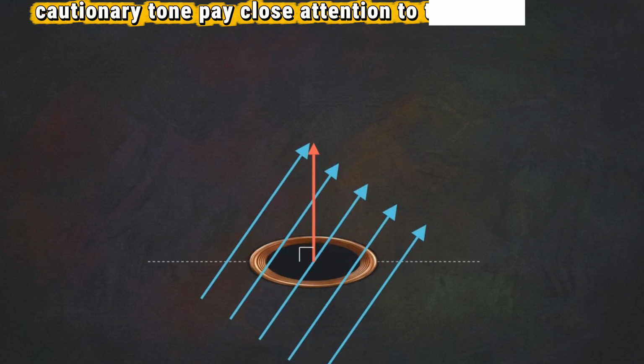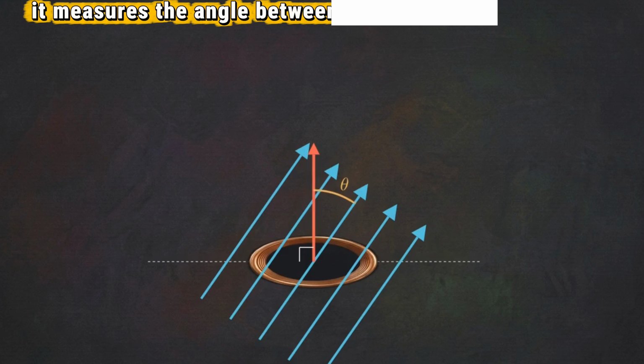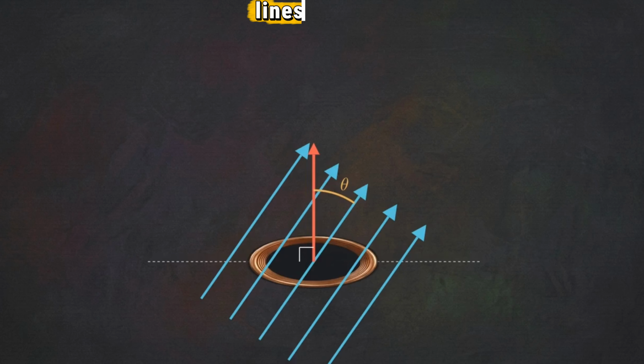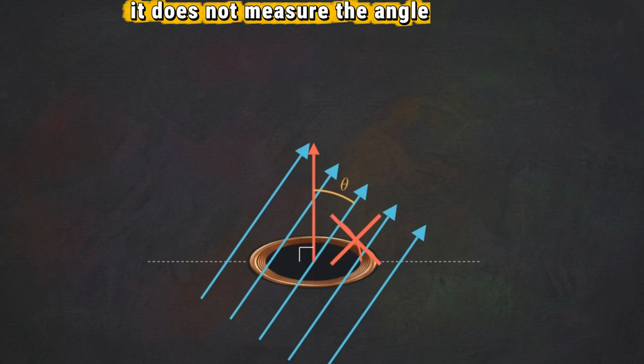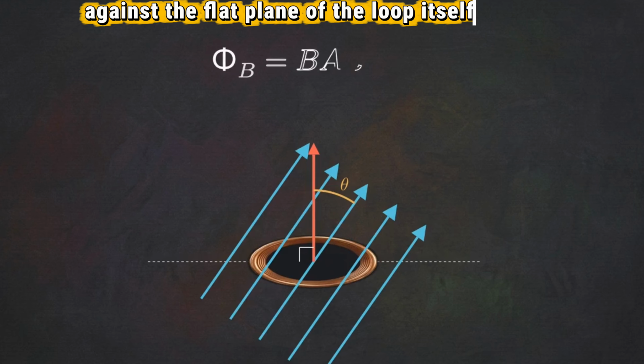Pay close attention to this angle, theta. It measures the angle between the magnetic field lines and that perpendicular area vector. It does not measure the angle against the flat plane of the loop itself.